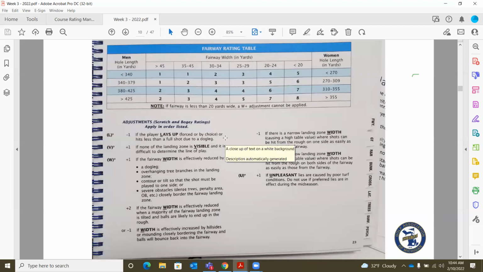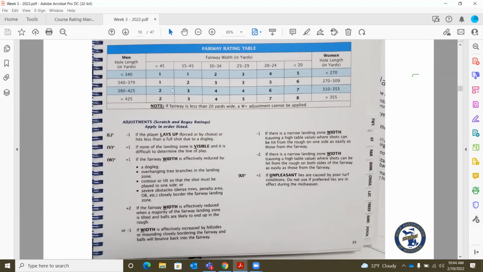All right, so we do have a handful of adjustments here. You can see that below we do have some adjustments, but this chart here is a single chart, and it does have a side for men and a side for women. So just keep in mind what gender you're doing when you're rating, because that's the side you're going to start on. But the lookup here is pretty simple. You're starting with the length of the hole, and then you go to the width of the fairway that you measured and get your value.